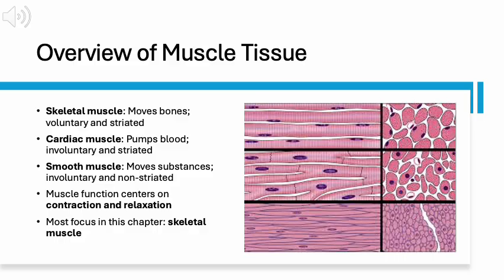Despite their differences, contraction and relaxation remain the unifying theme across all muscle types. The spotlight in this chapter is on skeletal muscle because it's the most accessible and widely studied, but the other types are equally essential to life.